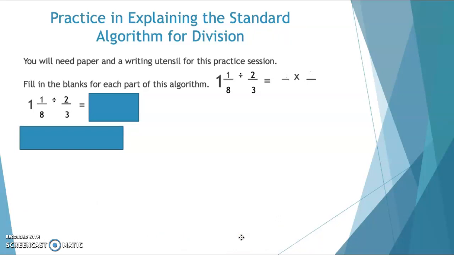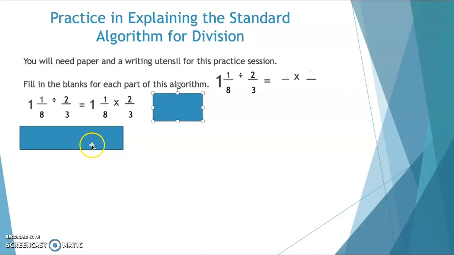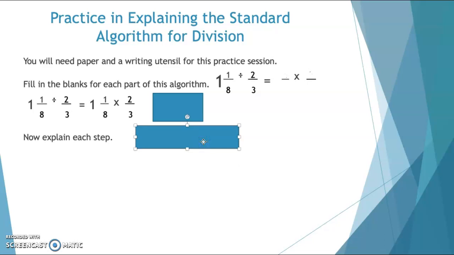Okay. So we're going to fill in the blanks for each of parts of this algorithm. 1 1/8 divided by 2/3 equals. Let's take a look. 1 1/8 divided by 2/3. 1 1/8 times 2/3. Now we're going to explain the steps. Okay, so think about what your next steps are going to be.